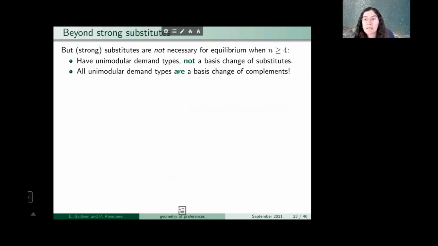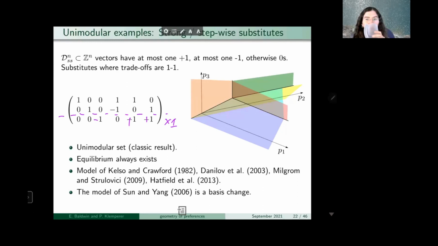Could you explain that again? So it seems that you are saying that if you have this strong substitute, it's easy to check that this unimodularity condition is satisfied. Is that what you're saying?